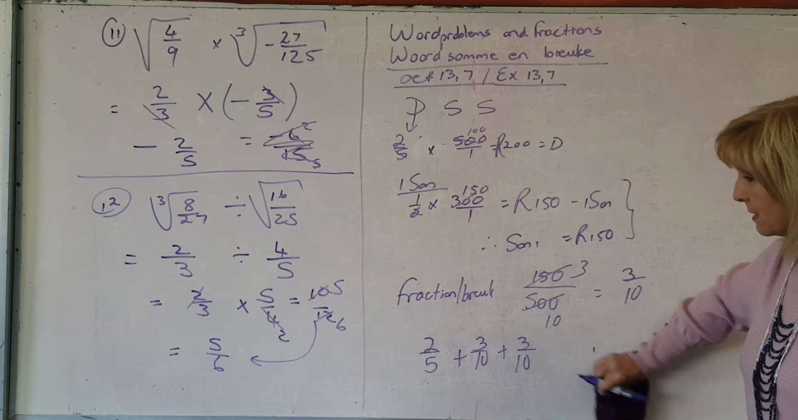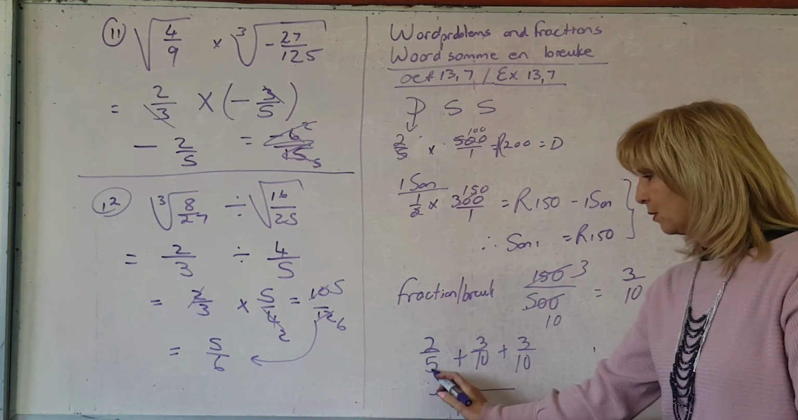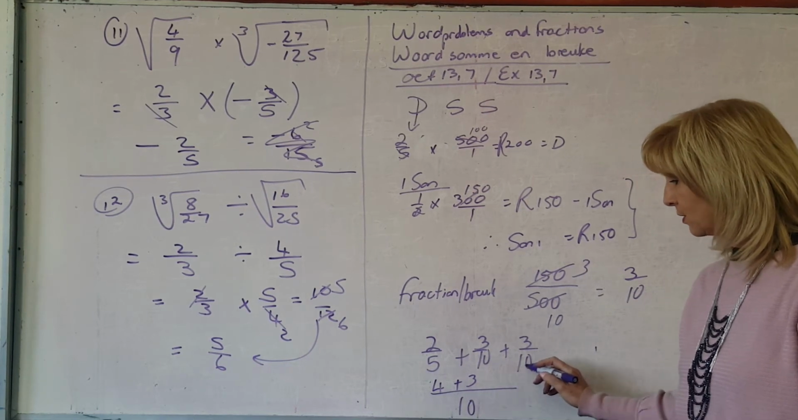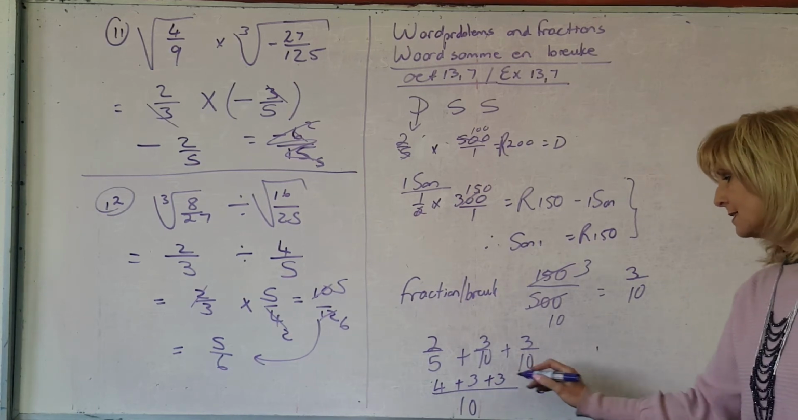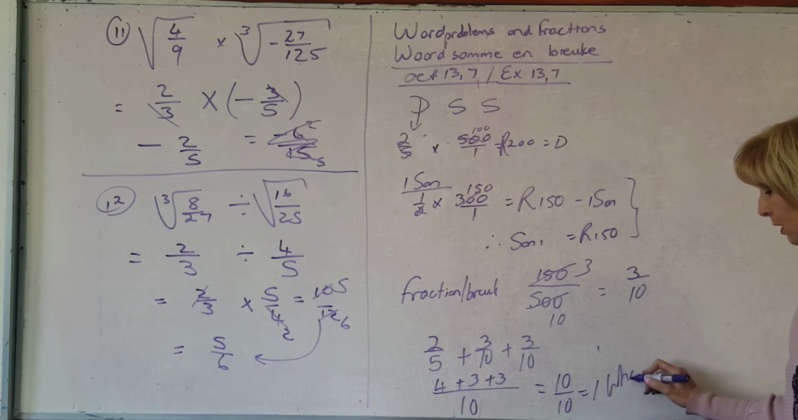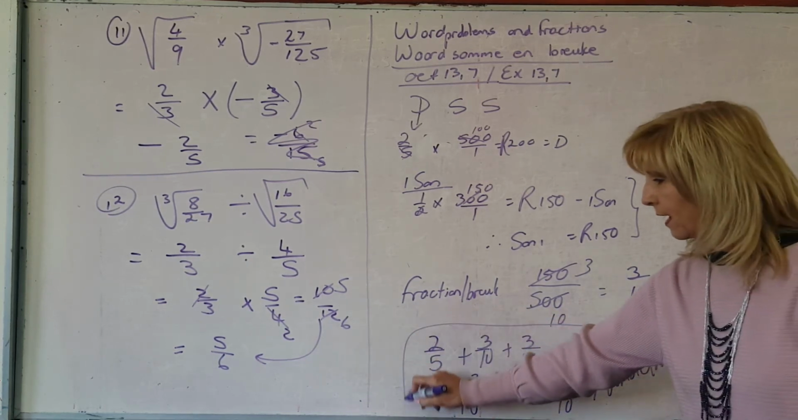If we do go and simplify and get the LCD, which is 10, so I'm timing with 2 is 4, 10 stays 10, so 3 stays 3, 10 stays 10, 3 stays 3. Met ander woorde, my antwoord is 1 whole. 1 hele, wat beteken my som moet reg wees.